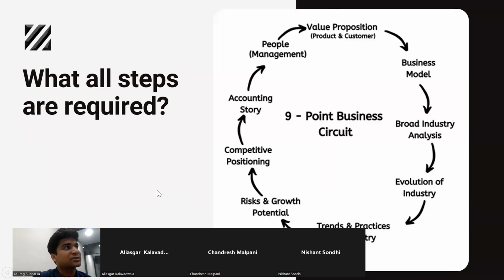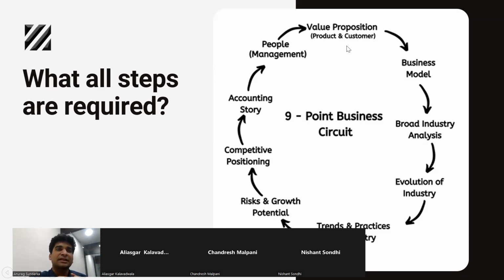Next, the research process. From a research point of view, we have developed something called the 9-point business circuit. This is what we follow, and these are the steps that are required. Let's very quickly understand what exactly these are. First is the value proposition.